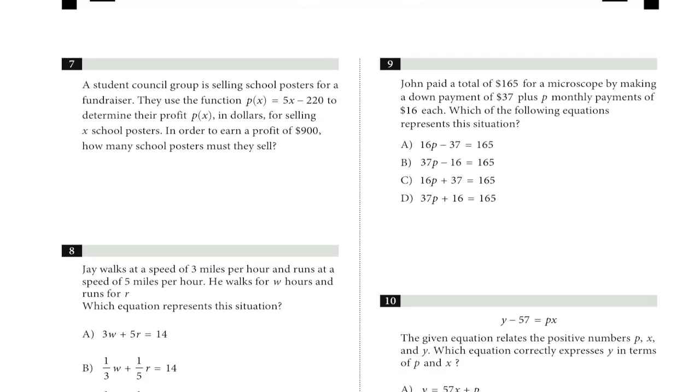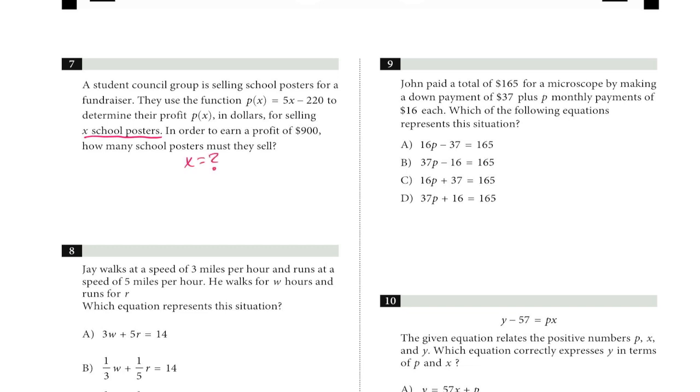Number 7. A student council group is selling posters for a fundraiser. They use the function p of x is equal to 5x minus 220 to determine their profit p of x in dollars for selling x school posters. In order to earn a profit of 900, how many school posters must they sell? So we know that the profit is 900, and they're asking how many posters. So x is the number of posters. They're basically asking, what does x equal?